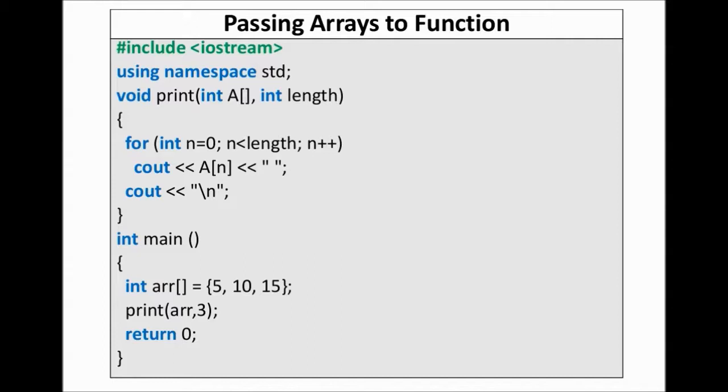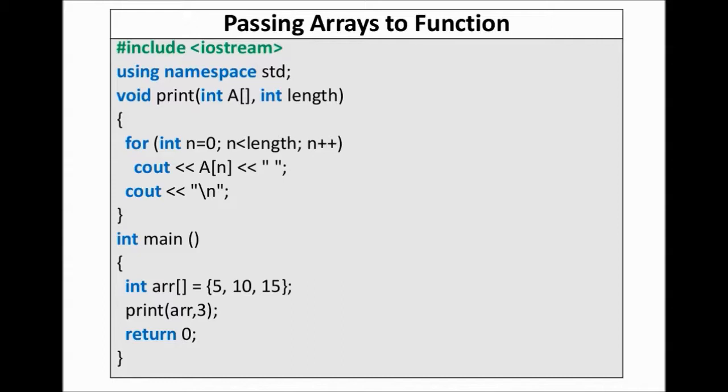So in the main program, first of all we declare an array. We write int array[]. This time brackets is empty because we store values immediately after declaring this array, so we do not need to mention the size of the array. Compiler automatically calculates the size of this array. So we write int array[] = {5, 10, 15}. We pass three values in this array.